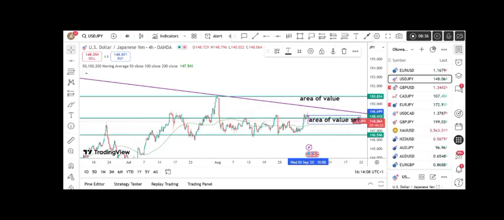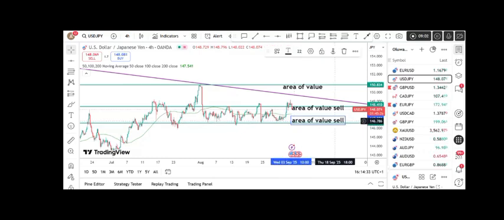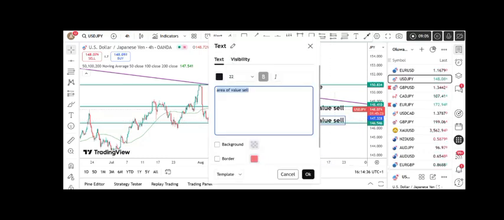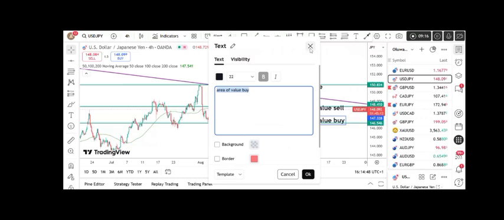Area of value for sell, and for buy, our area of value for buy can also come from this particular area and come from here. This is likely to be an area of value for buy. So if the price is able to reach that area, there's going to be a reaction for retracement. So that's area of value for buy.